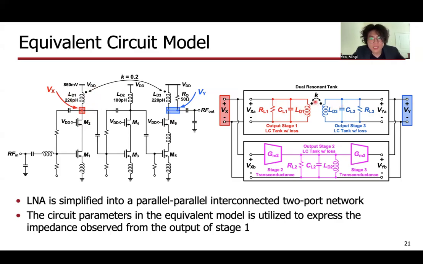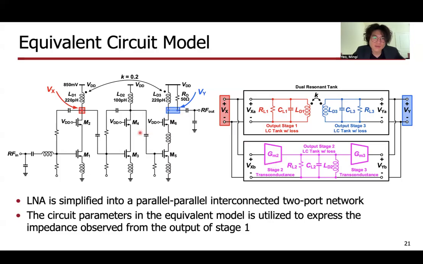And it is magnetically coupled to this blue circuit parameters, which maps to the RLC tank that we have at the output of stage 3. Finally, the circuit parameters in magenta here represent the overall transconductance that we have from this red node through the second stage transistors and third stage transistors to the blue node.